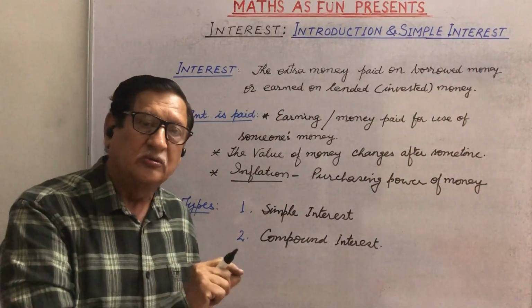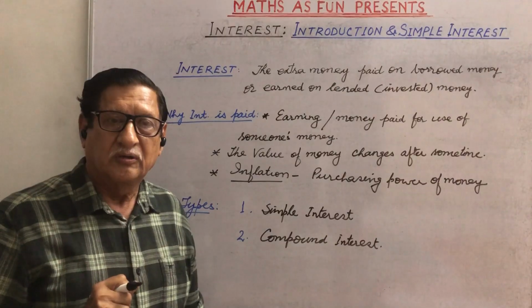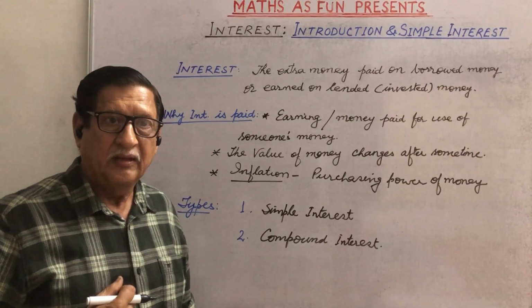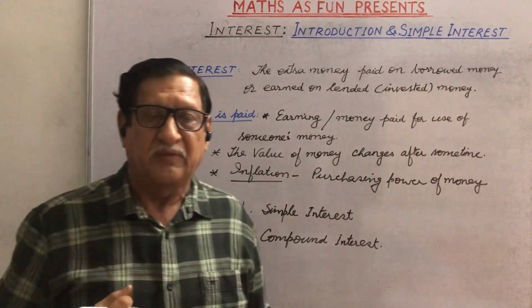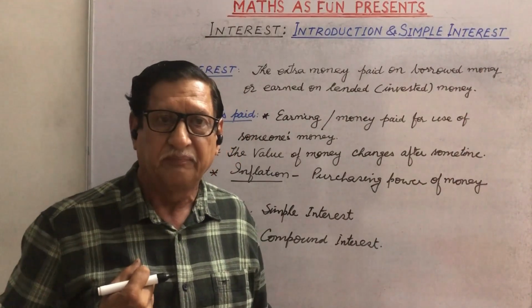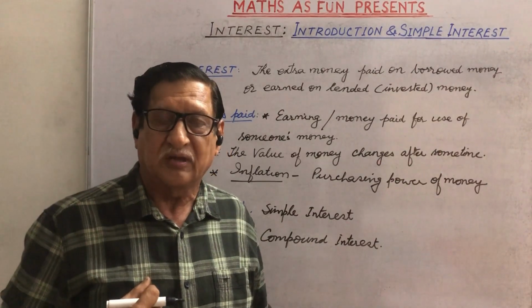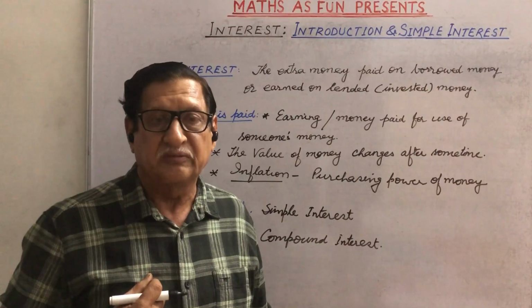Then why is interest to be paid? As I told you, this is the earning of the person who is lending the money. Second thing is that the value of the money changes after some time. Suppose we are borrowing the money for 1 year or 2 years from someone. After 1 or 2 years, the value of the money reduces, and to cover that, the person charges some interest.